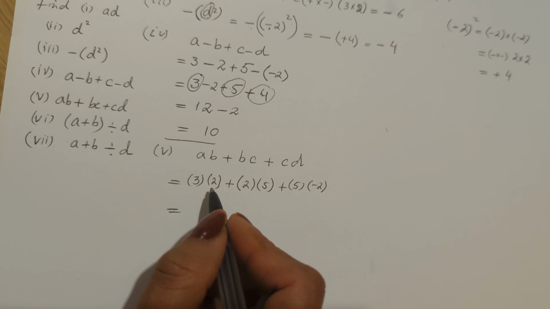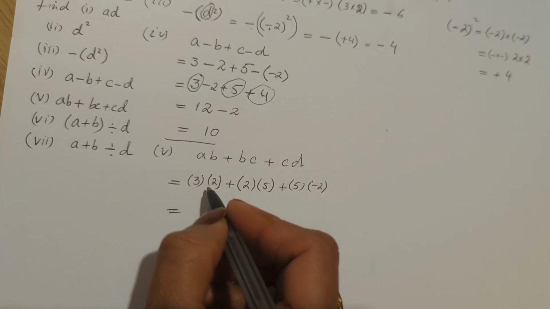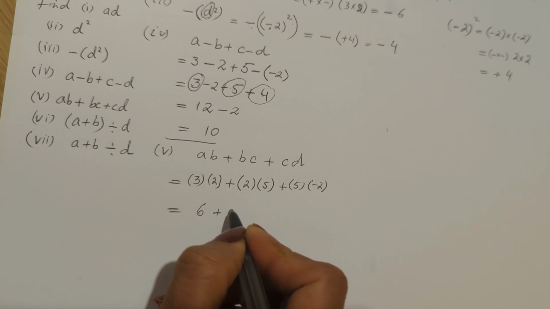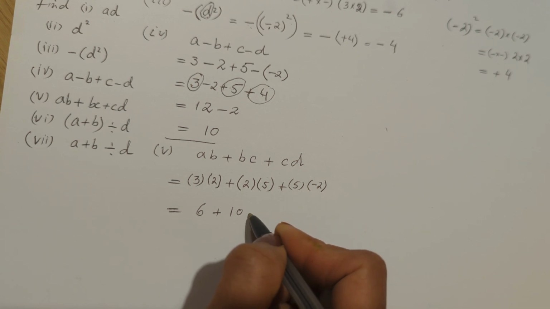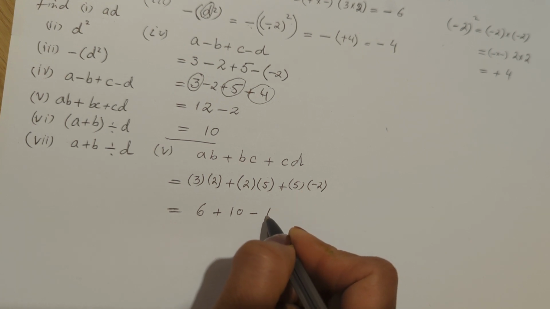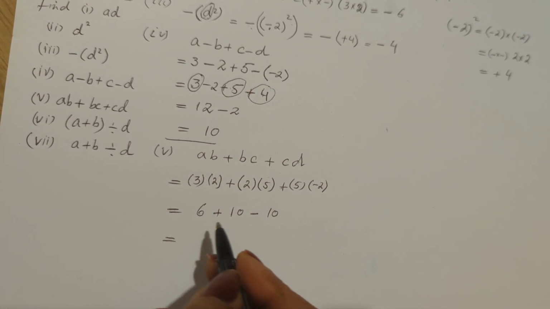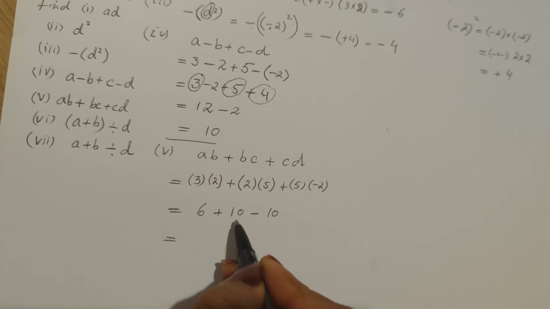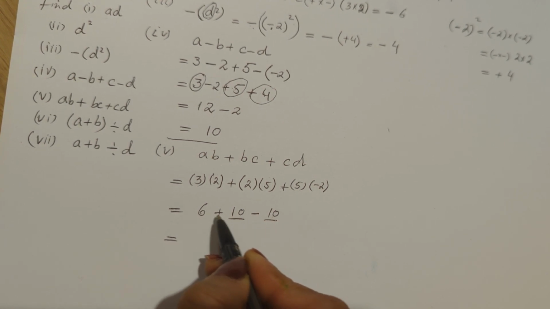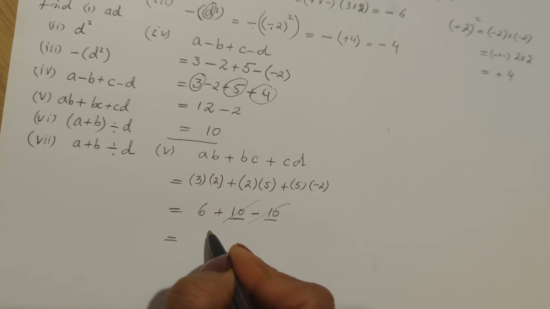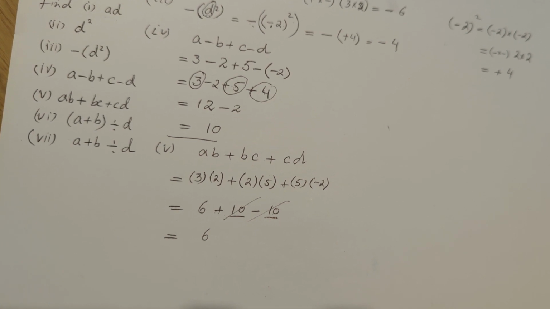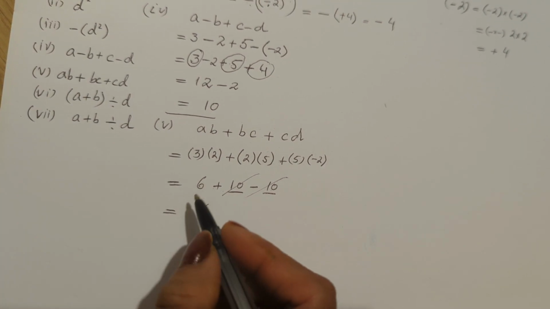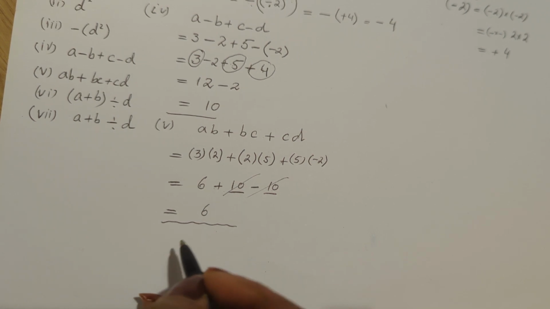Whatever the function is, here the function is multiplication. So 3 times 2 is 6. 5 times 2 is 10. Plus and minus sign will give you minus sign when they multiply, so it will give you plus 10, minus 10, sorry. So plus 10 and minus 10. Same value, same number with opposite signs, they will cancel each other. So the answer will be 6, right? So this operation is going to be used here to solve it.